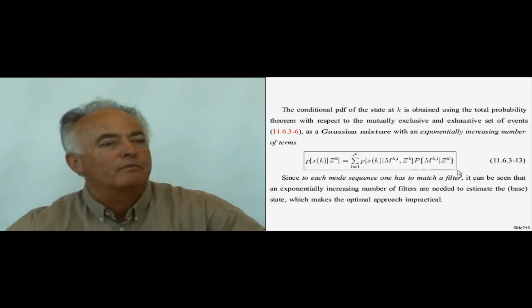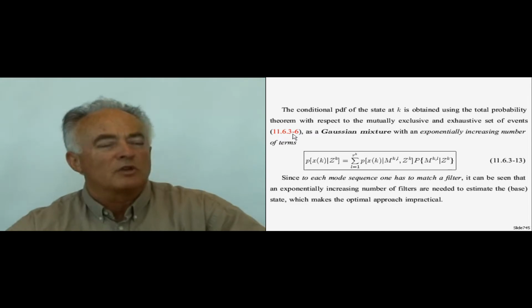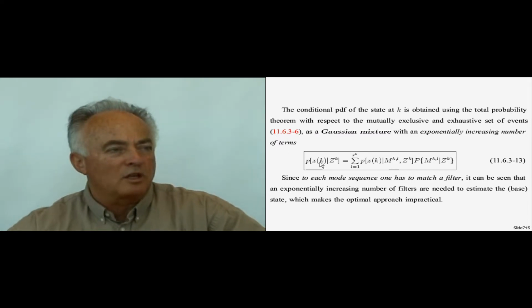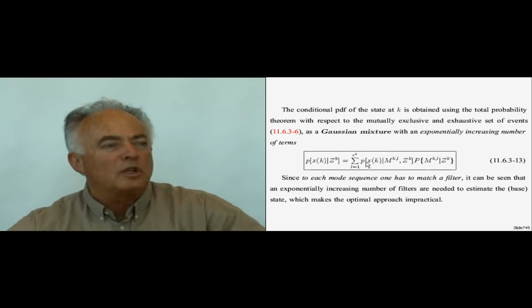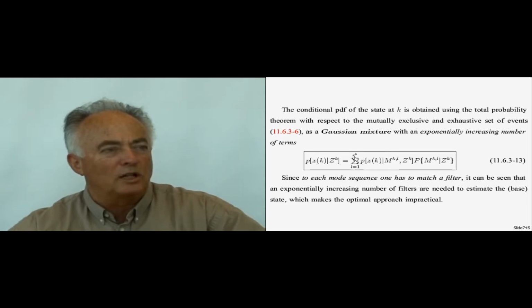Now, the conditional PDF of the state, really the base state at time k, is obtained using the total probability theorem with respect to the mutually exclusive and exhaustive set of events that we have, the sequences M super kl, as a Gaussian mixture but with an exponentially increasing number of terms. So the PDF of the base state x k given the total set of measurements up to and including time k will be the sum of the PDFs p of x k given sequence number L through time k and the set of observations through time k, times the probability of this sequence number L through time k given the entire set of data z super k, and this is to be summed over L from 1 to r to the power k.